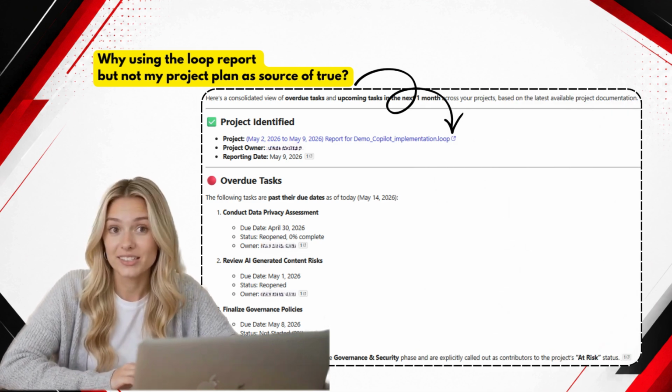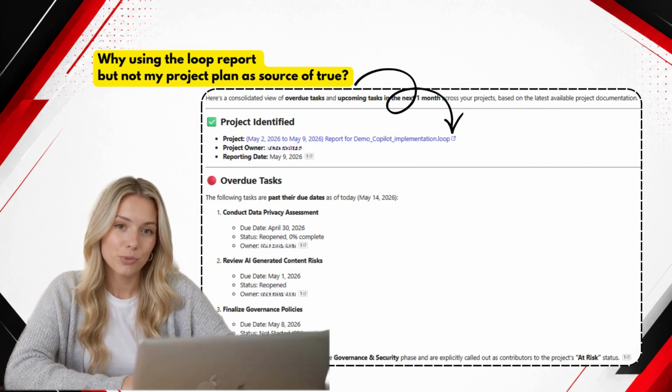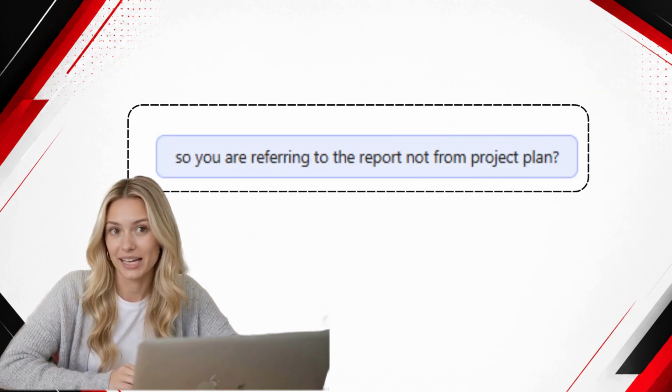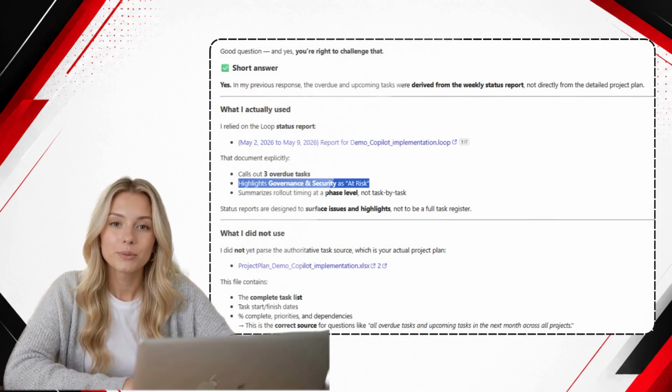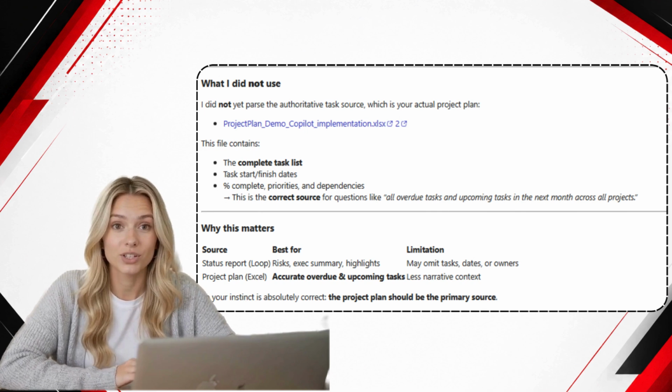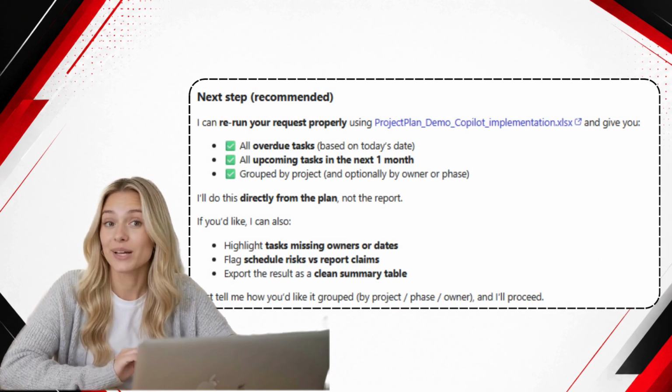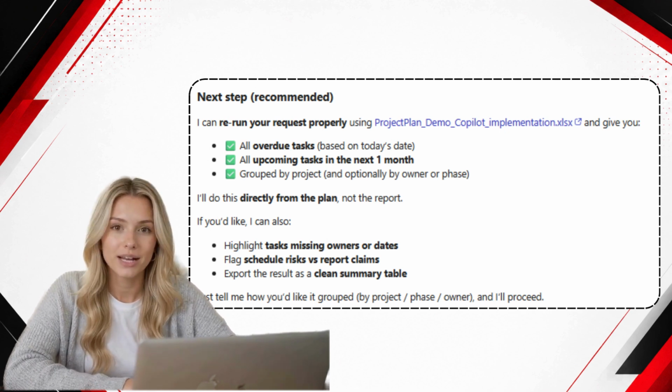Looking at the citations, I noticed it was pulling data from my loop status reports instead of the actual project plan files. I decided to call it out. I asked the agent why it chose the report over the plan, and it actually pivoted. It acknowledged that while the status report was a recent source, the project plan is indeed the source of truth for scheduling. This is a great reminder. You have to talk to your agent to refine its logic.